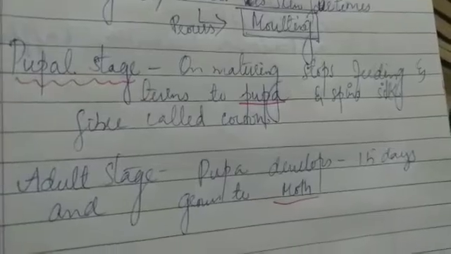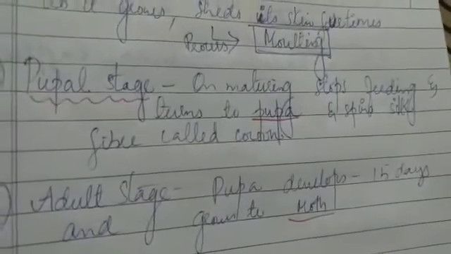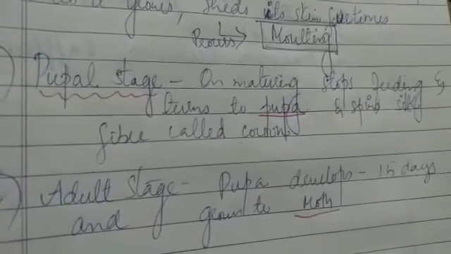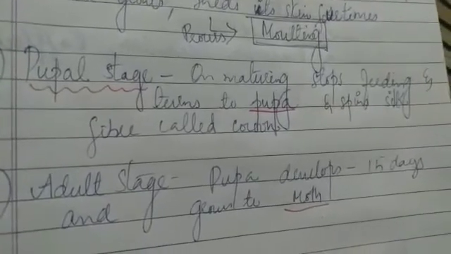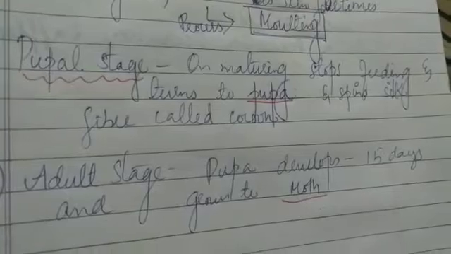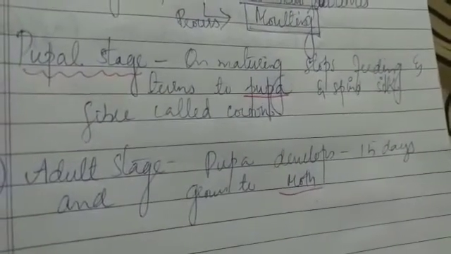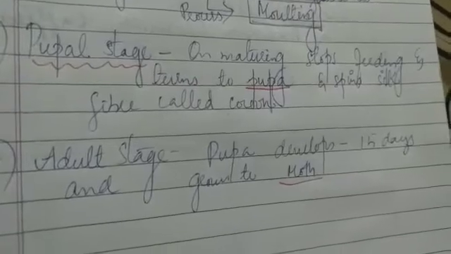And next we can see the pupal stage. Here the caterpillar matures. And as it matures, it will stop feeding and then convert into a pupa. Then the pupa will spin silk fiber, which is called a cocoon.